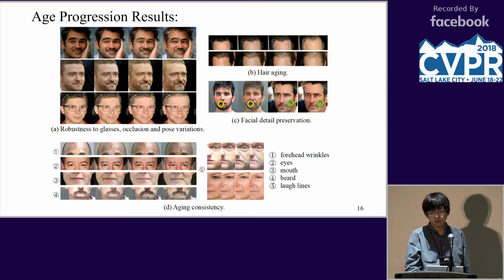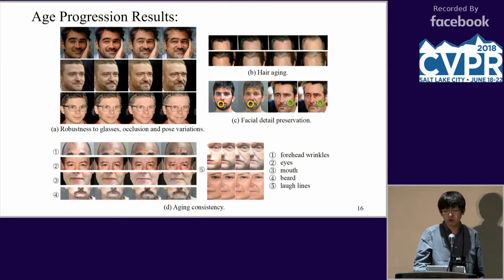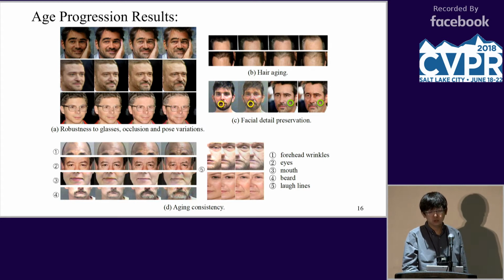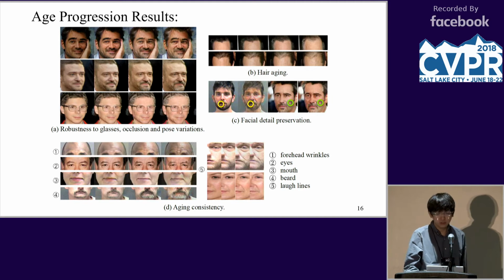From this picture, we can see some details of our results. Our method shows a high robustness to occlusions, pose changes, and glasses variation. The aging effects are clear in all major facial parts: forehead wrinkles, eye bags, mouth corner sag, deepened laugh lines, and even beard and hair. At the same time, we can see that the person-specific cues are preserved, as in the yellow circles.